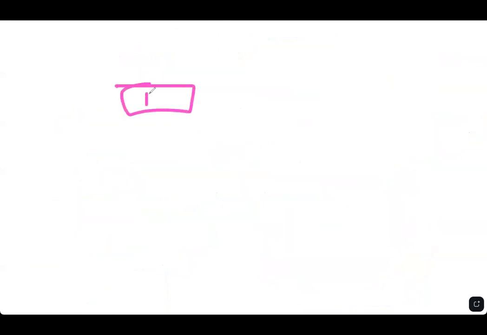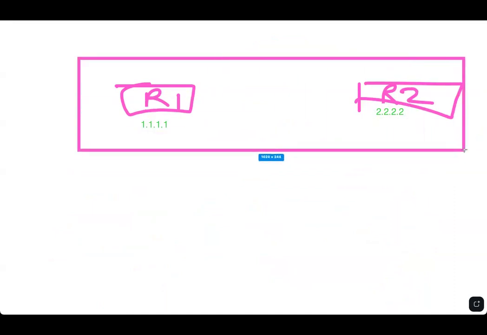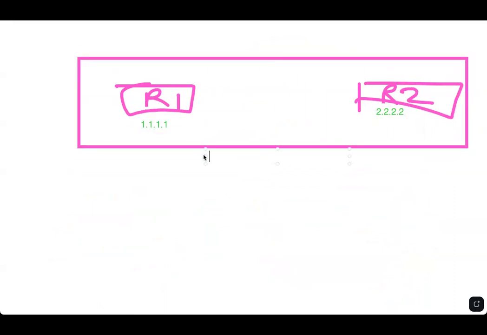So this is router 1. This is router 2. This router 1 has a physical IP address, let's say 1.1.1.1. And this router 2 has a physical IP address of 2.2.2.2. These both are in a group. And the group IP is 10.10.10.10.